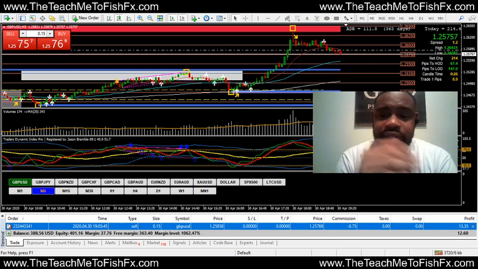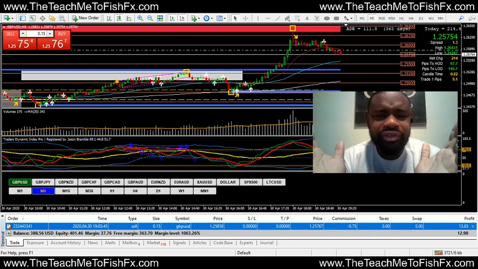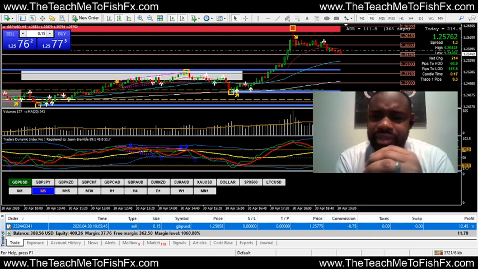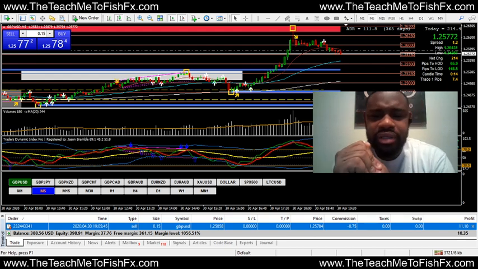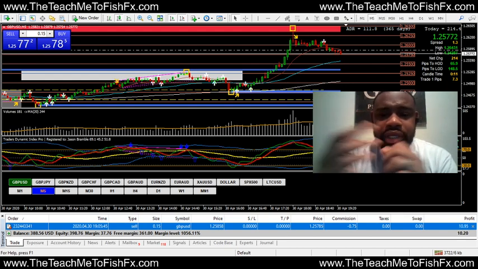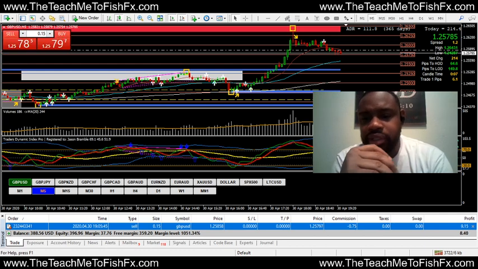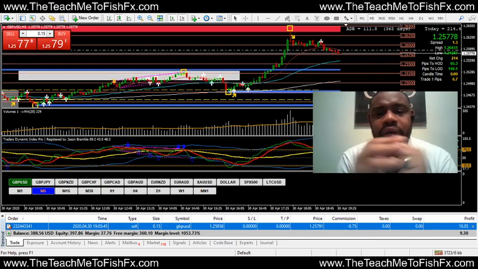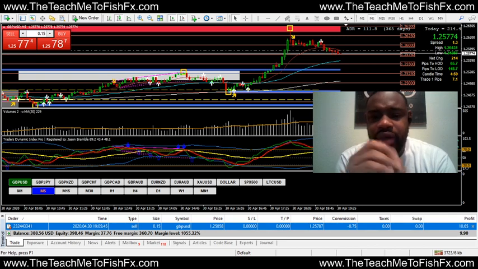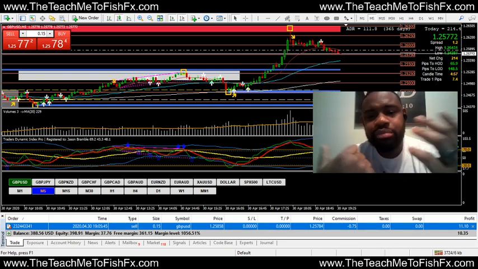Listen, these small gains on these small accounts are worth it. You don't have to get in trying to pull out $100 every single trade. No, I'm looking at market structure. I'm looking at the next support area, the next area where I think the market is going to find support, and that's what I'm shooting for. That's my take profit.